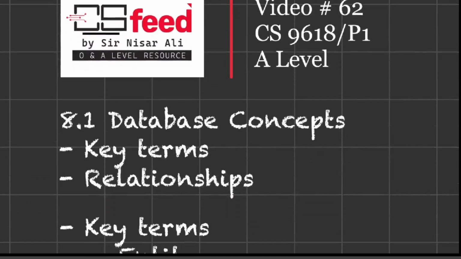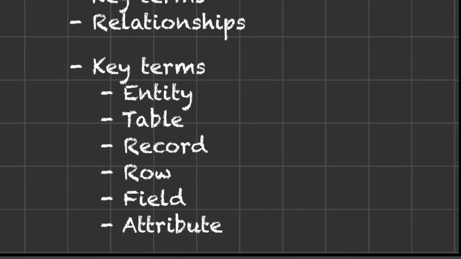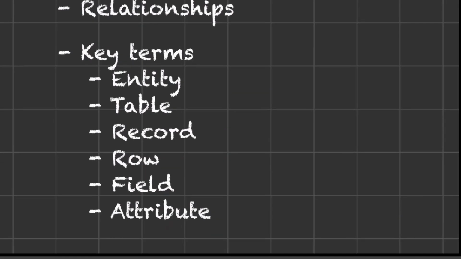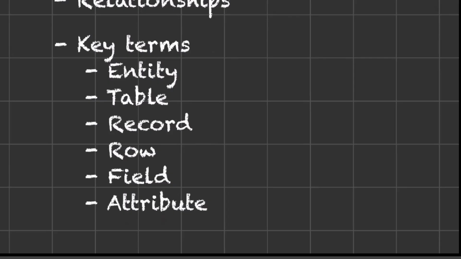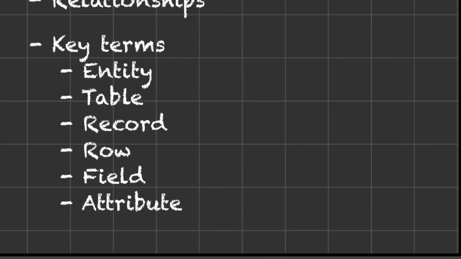So let's start. The key terms related to databases are very important, and these terminologies are constantly referred to in the topic of databases. So let's see what these are. First of all is the entity. The first one, entity, is basically the thing of interest for an organization.